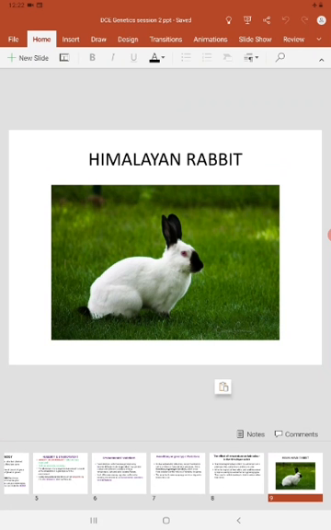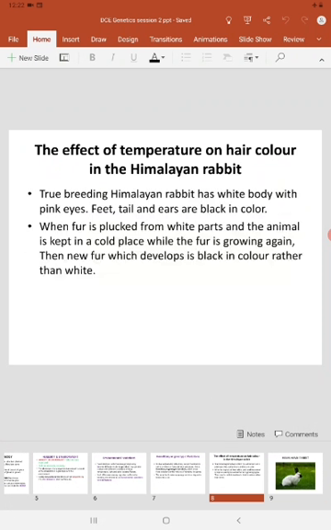This is the true breeding or pure line Himalayan rabbit. Even after many generations, breeding will produce the same type of Himalayan rabbit. It has a white body with pink eyes. Feet, tail and ears are black. Now we are going to do two experiments.